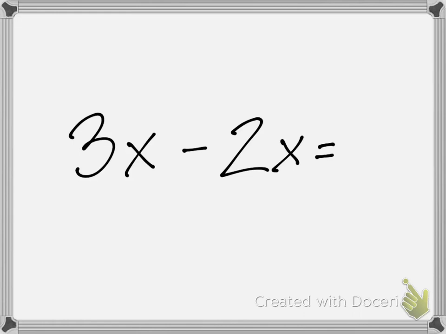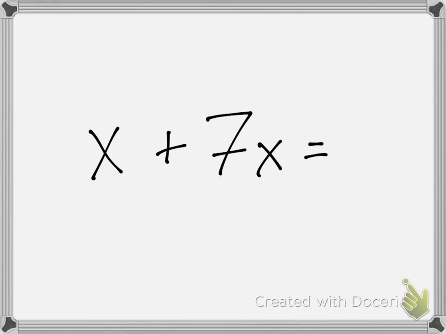Here, we get 3x minus 2x. In these situations, they both have an x, so they are indeed like terms. Then we just treat that as actual subtraction, but we keep the x at the end. 3 minus 2 is 1. When we write this, by the way, 1x is just the same as x. These are combining like terms.